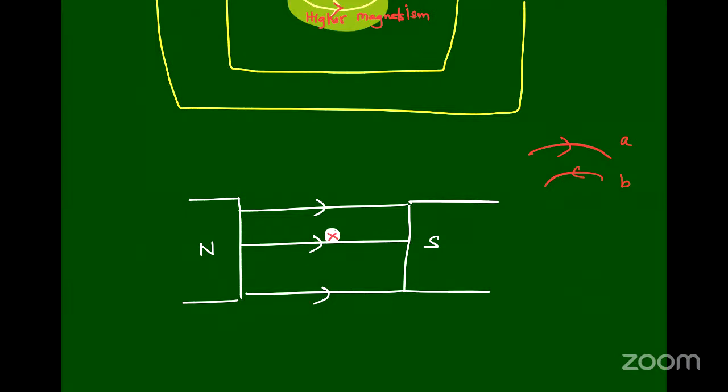The generated magnetic field direction. Is it going to be A or B around the wire? Just use the swirl rule. That's all.